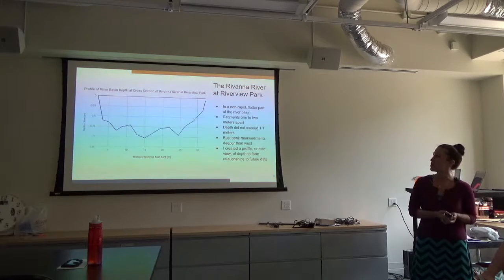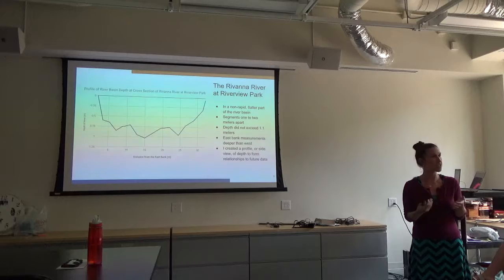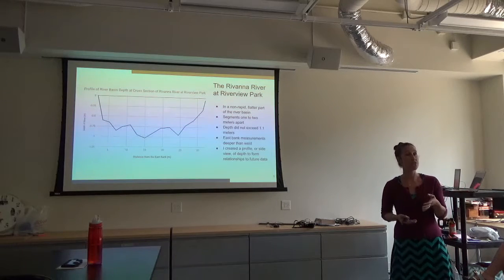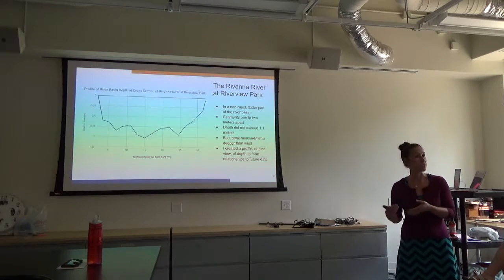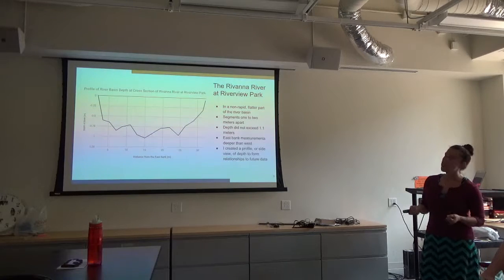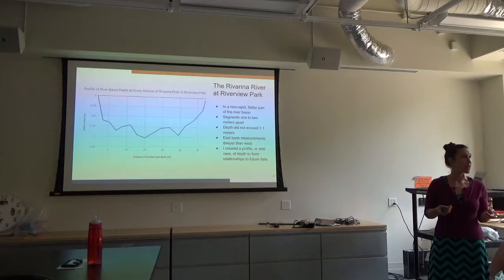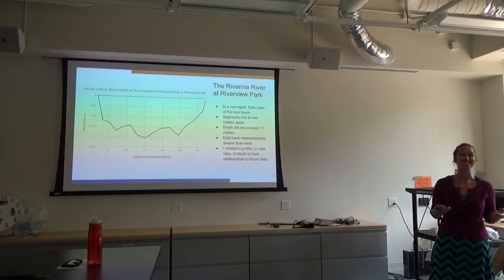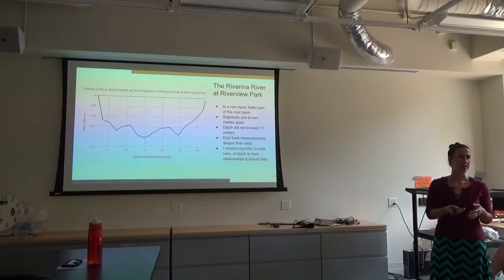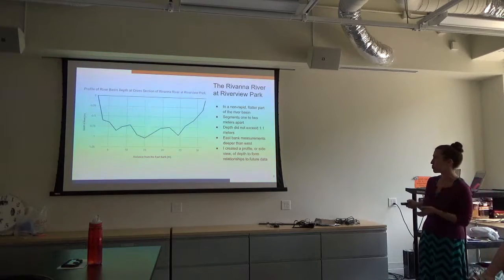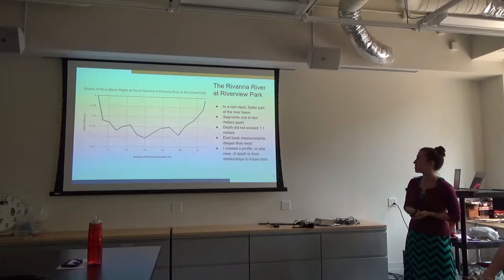This helped me to not only focus where I needed to test the generators, since the deeper the value, the more velocity you often receive in that area, but I also found that the overall depth value for the whole cross-section of the river didn't exceed 1.1 meters. So that put into perspective where I should expect some of my data.